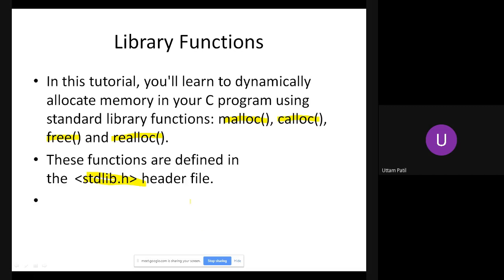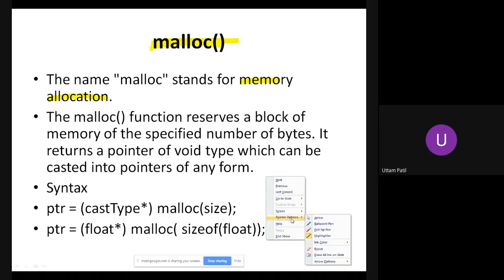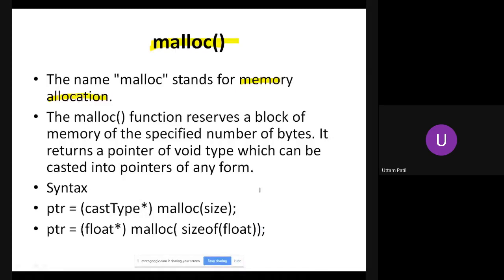Okay, let's see the syntax of these functions. So malloc is the function that we are going to study now. The name of the function is malloc, which stands for memory allocate. This is called memory allocation. Now, malloc function reserves a block of memory of the specified number of bytes. It allocates the specified number of bytes and it returns a pointer of a void type which can be casted into pointers of any form.